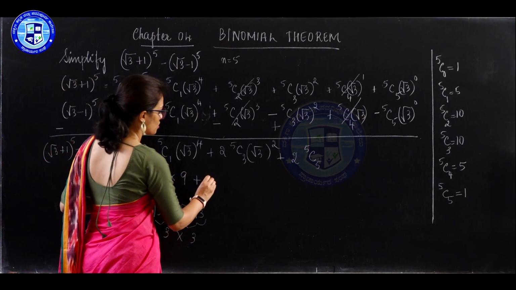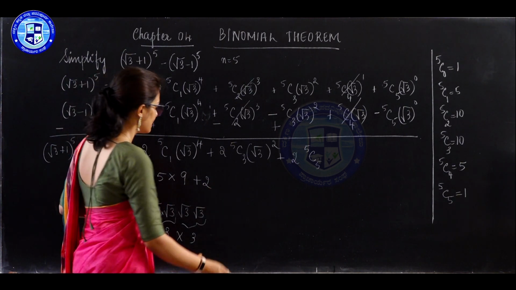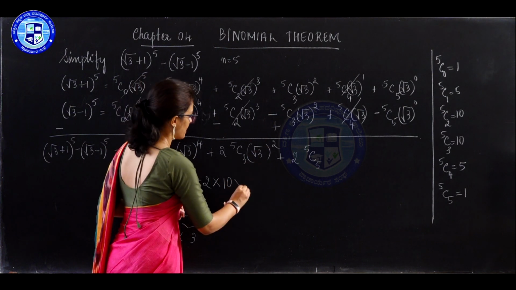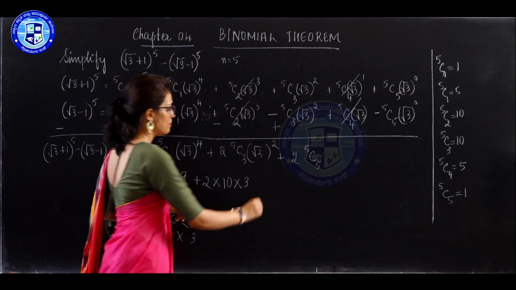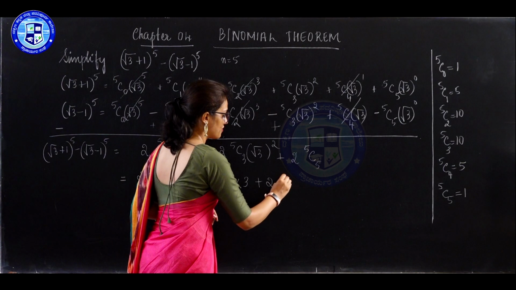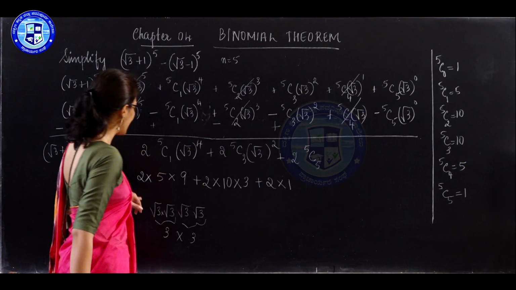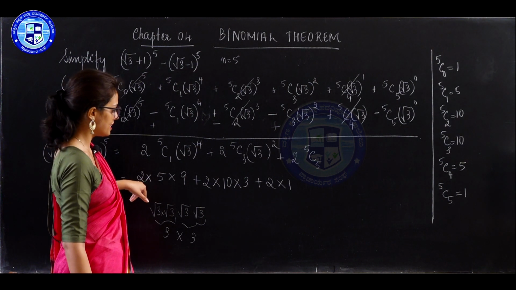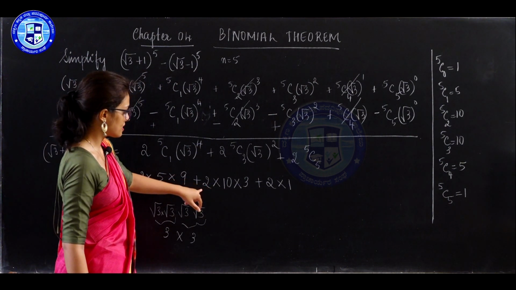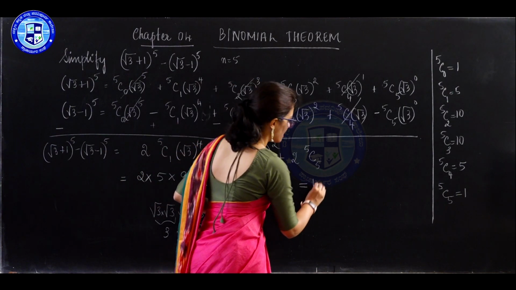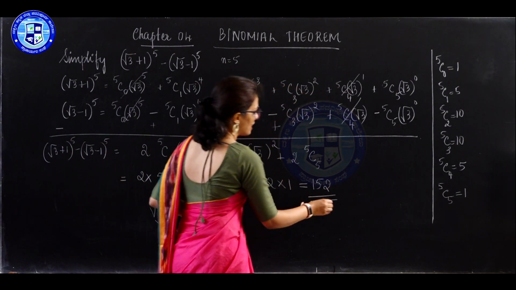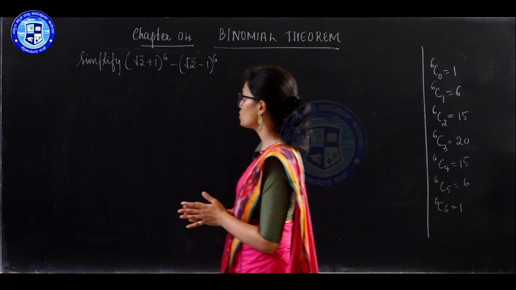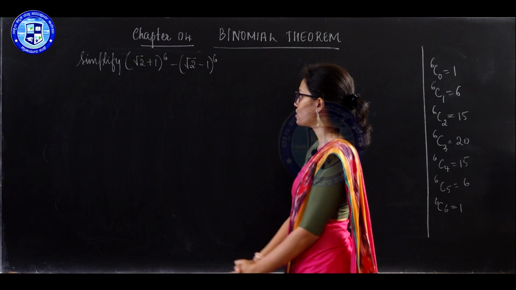Okay. Plus 2 into, we have 5c3 is equal to 10. So, 10 into root 3 square will be 3, plus 2 into 5c5 is 1. So, let us calculate this. 9 into 5, 45, 45 into 2 will give us 90. 90 plus 60 plus 2 will give us 152 as the answer.